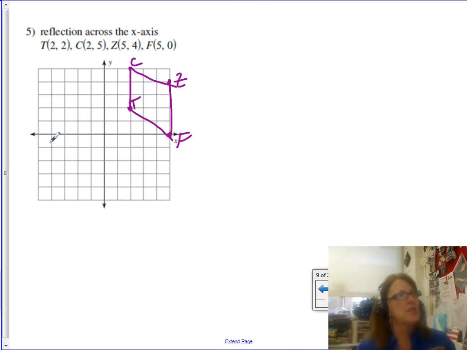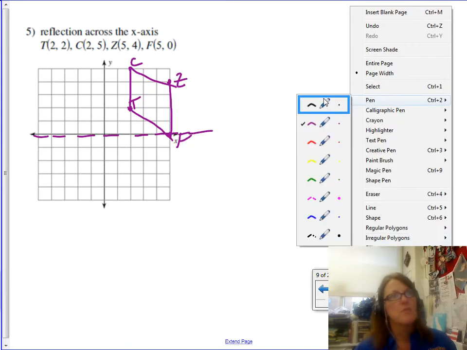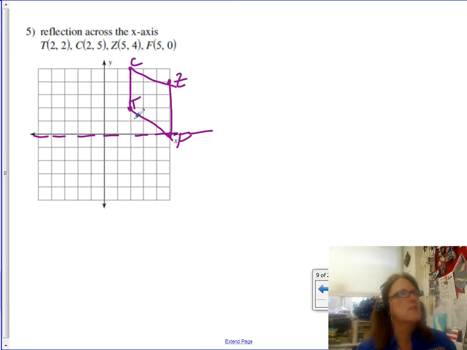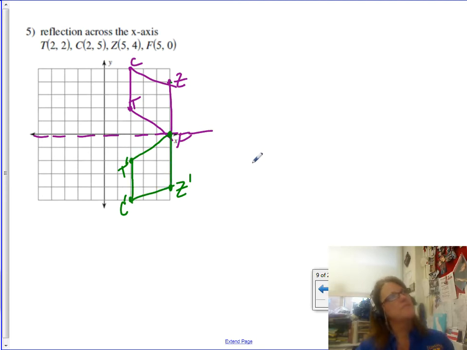Okay, so here's my x-axis, the horizontal. Let's reflect it. And I'm going to switch colors just because it's a little easier. T is 2 units above, so T prime will be right there. C is 5 units above the line. C prime is 5 units below. Z, 1, 2, 3, 4, is 4 units above. 1, 2, 3, 4, 4 units below. F was already smack dab on the line of symmetry, so that stays. There we go. This one did say just go ahead and graph it. Okay, so there you go.